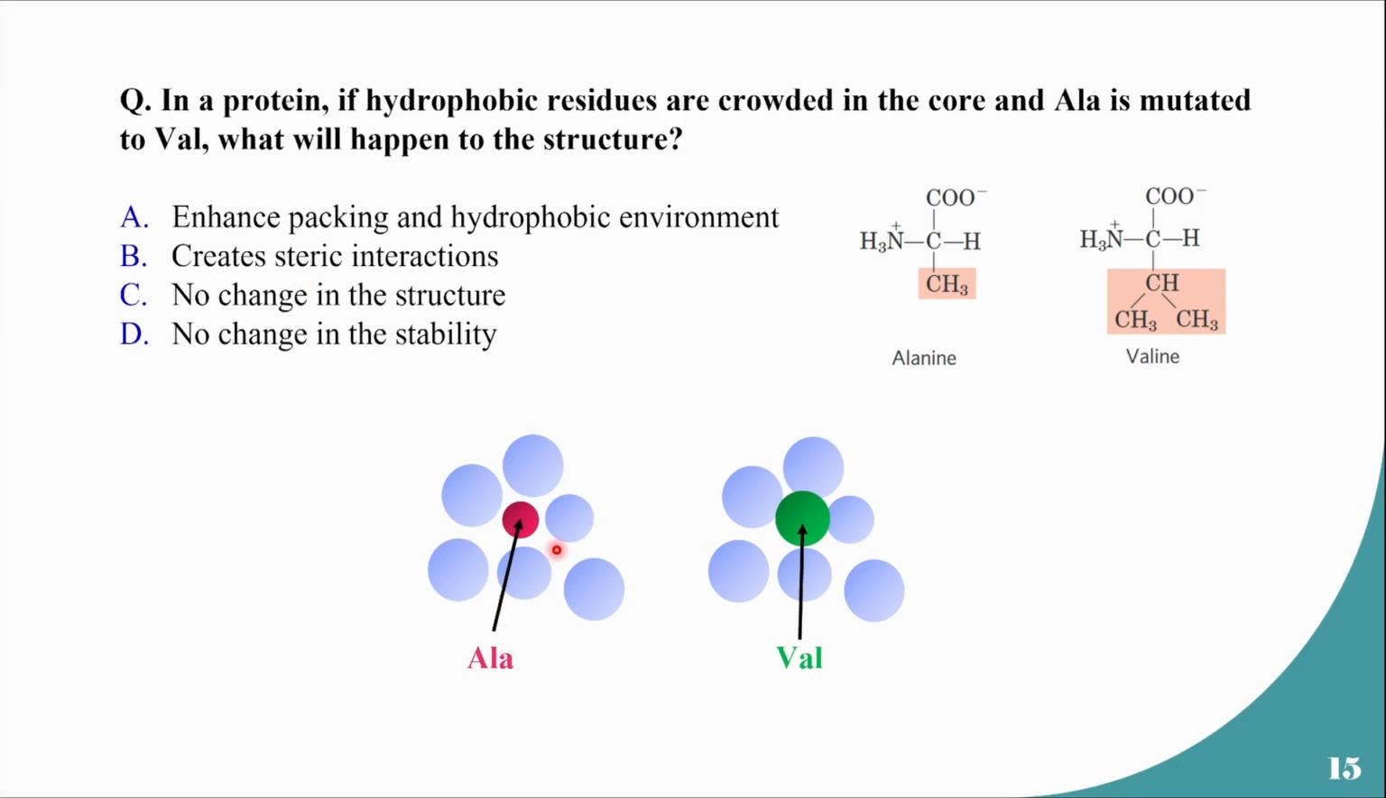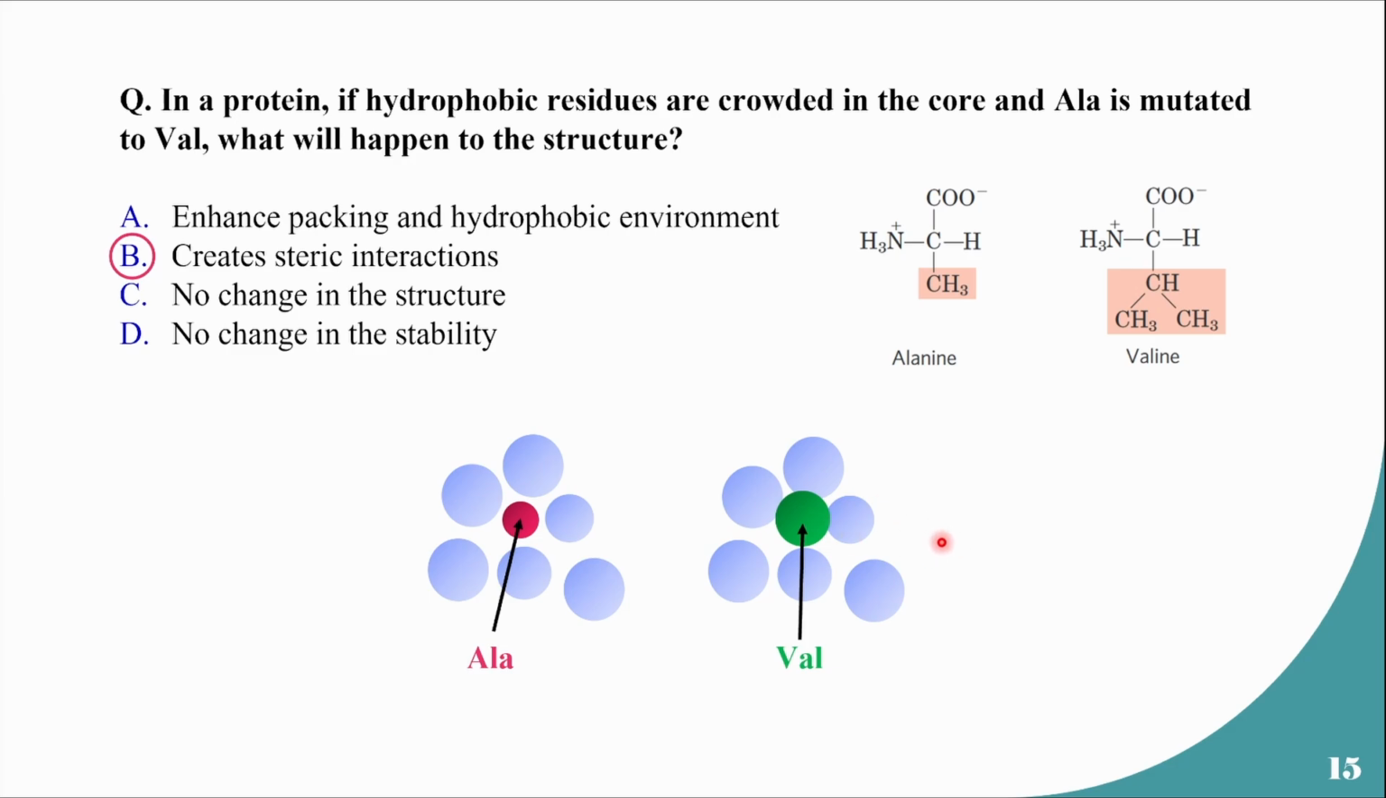Here, as a visual representation, we have this alanine in this hydrophobic cluster, right? And if that alanine was to change to a valine, which is a larger residue, it will create steric hindrance. So in this case, the answer should be B.